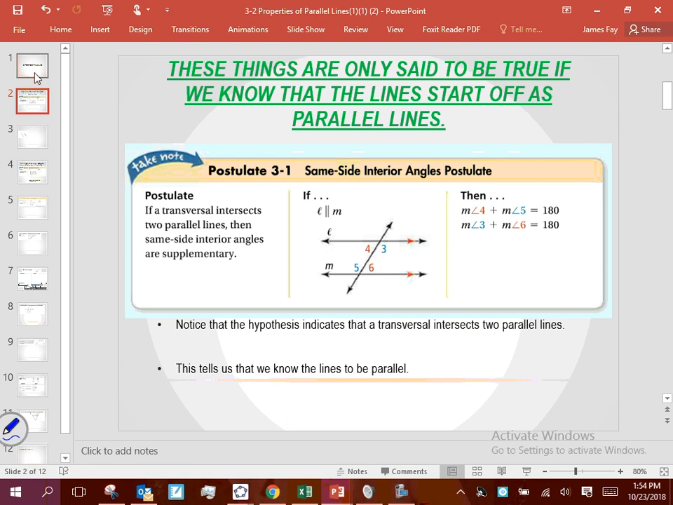Before we do anything, guys, think about this. If I'm in a class and somebody's writing a PowerPoint and they italicize something, bold it, underline it, or make it a different color, it's probably something that's pretty important, right? Please write down that thing up there in the green. You only know these things to be true if we start with parallel lines.